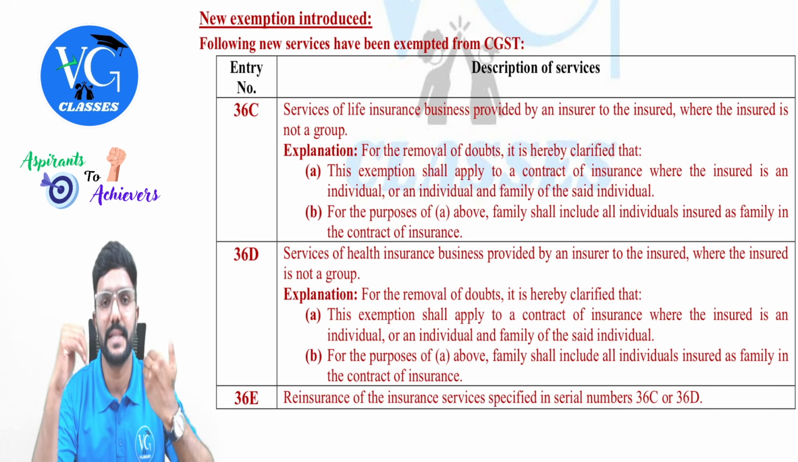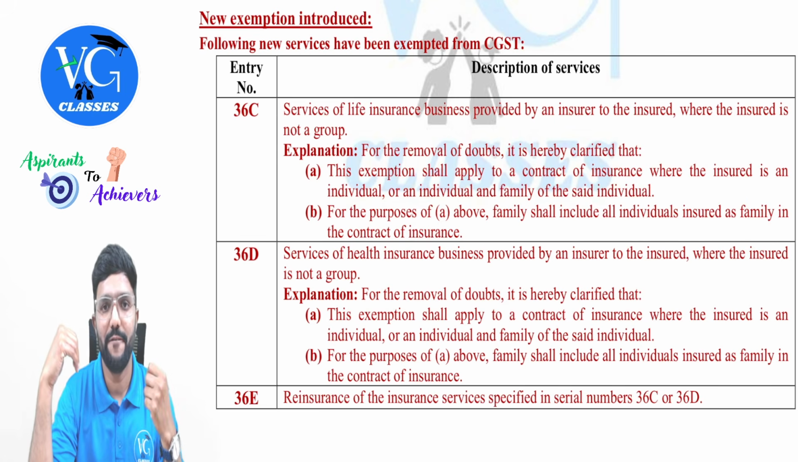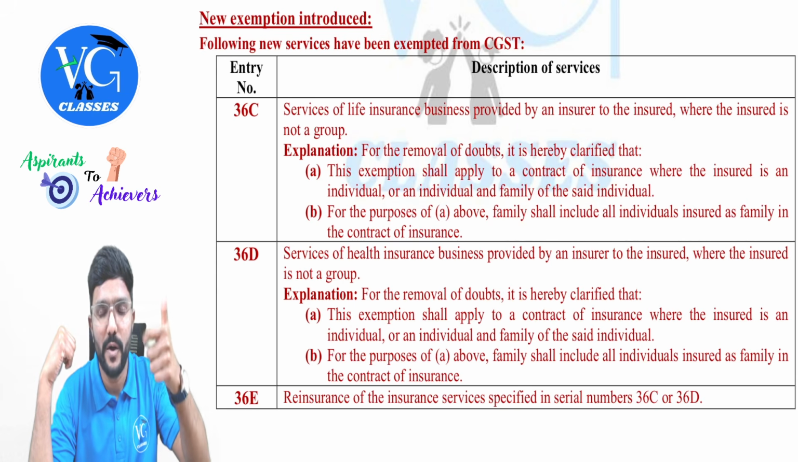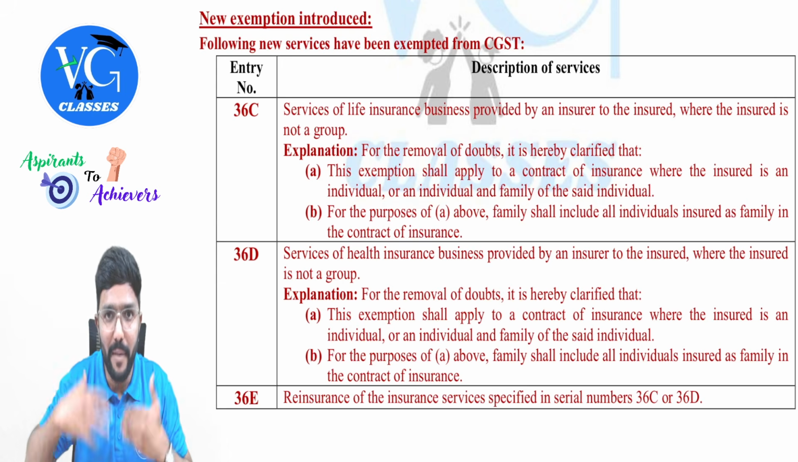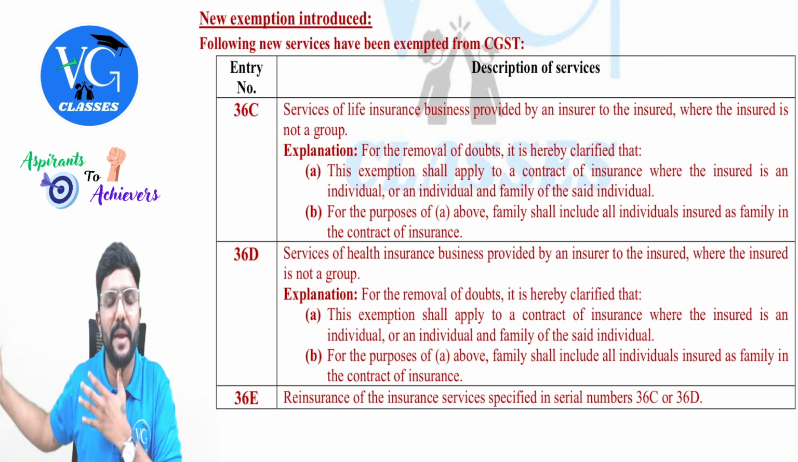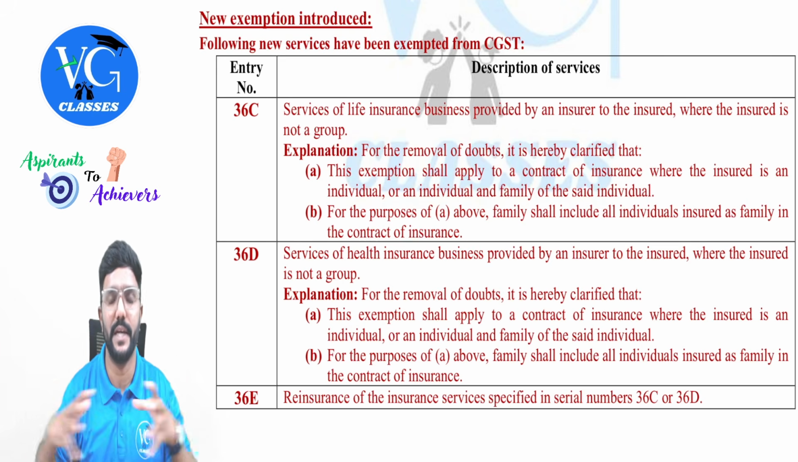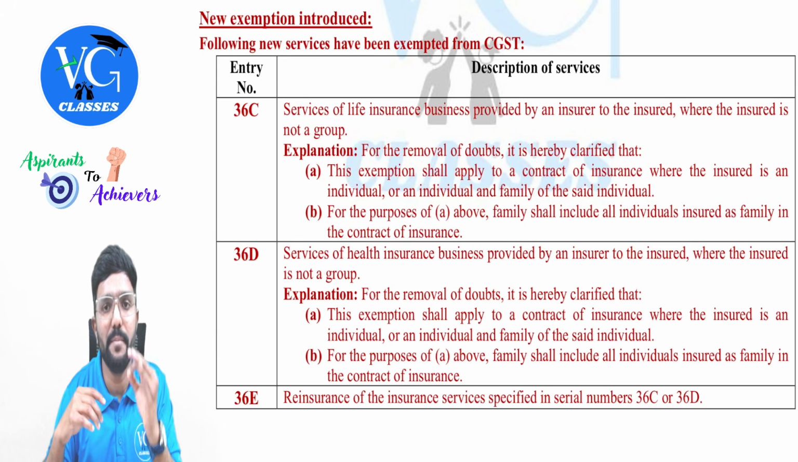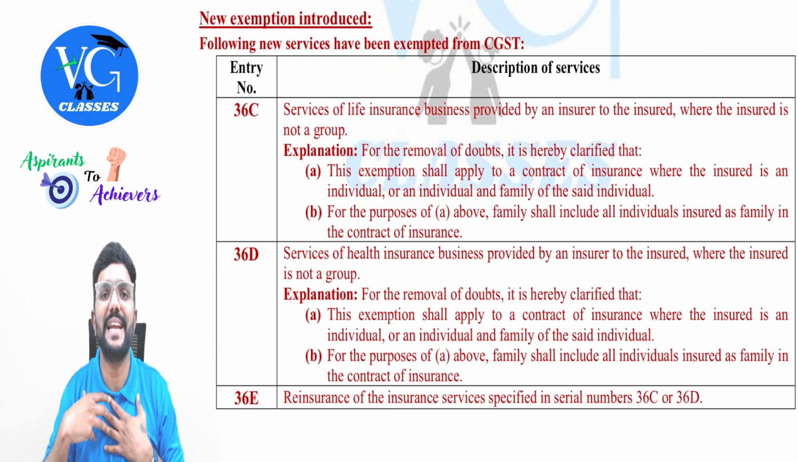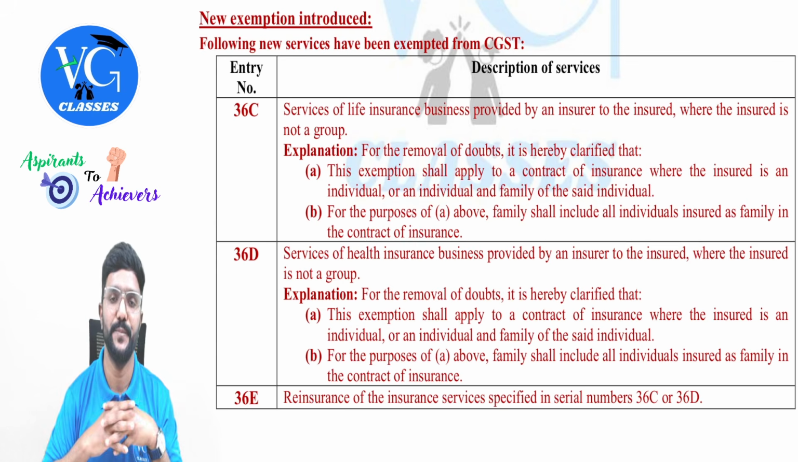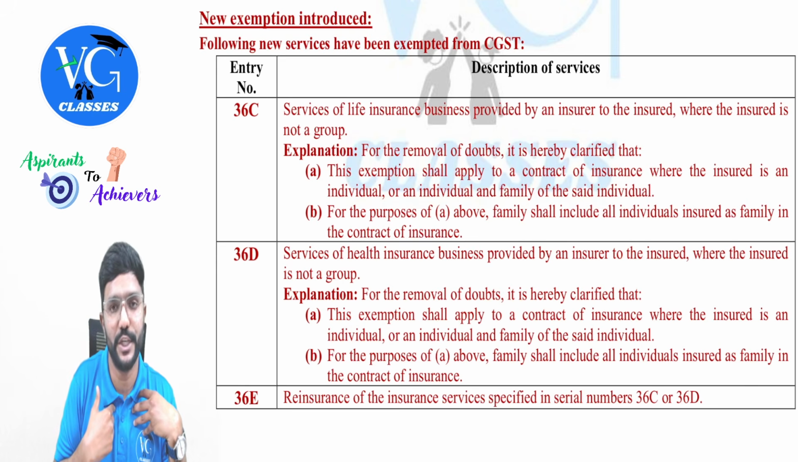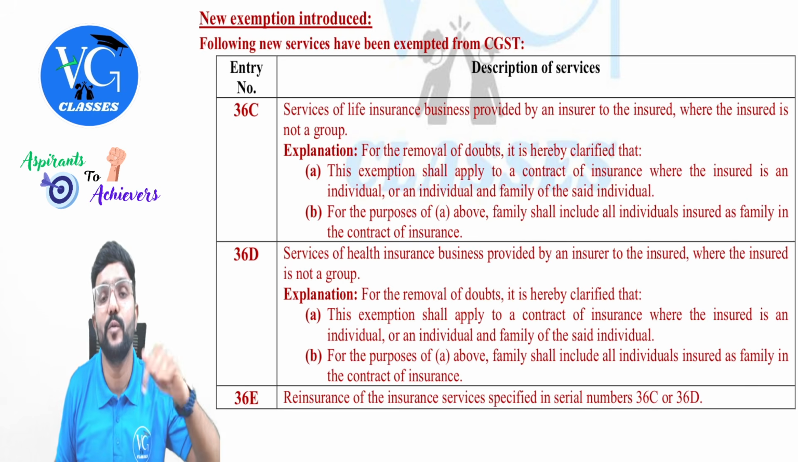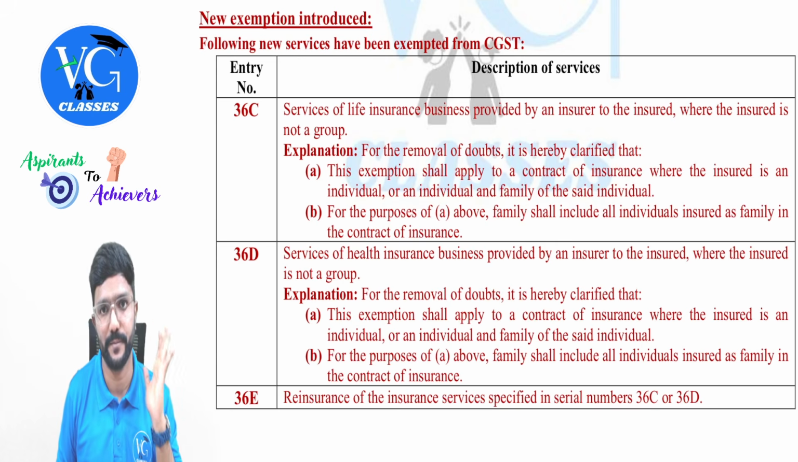Listen here. Guys, I, being an individual, if I take any life insurance policy or health insurance policy in my name or in my name along with my family members like my parents or spouse, children, whatever premium I pay to the insurance company on my life insurance policy or health insurance policy is exempt from GST. I am called the insured. The person in whose name the policy is taken is called the insured, and the company from whom I have taken the policy is called the insurer.